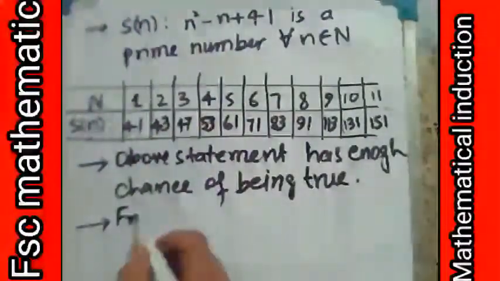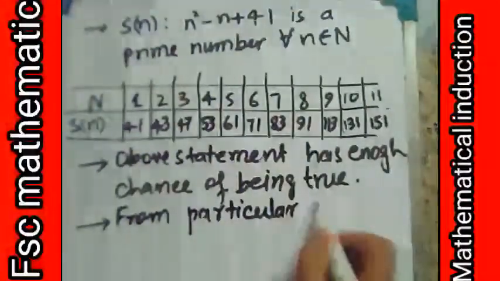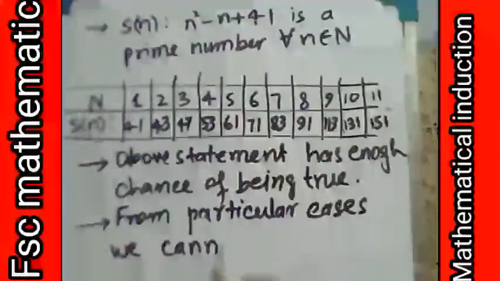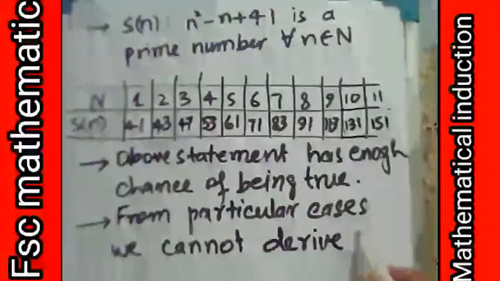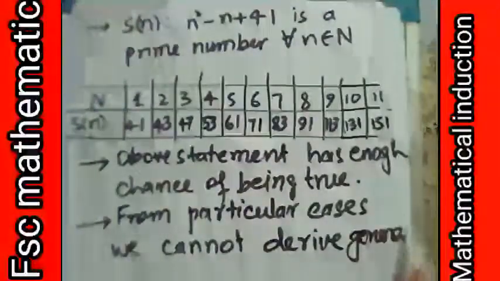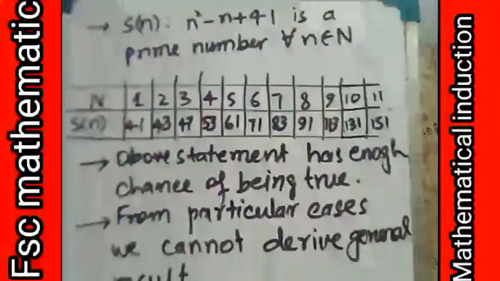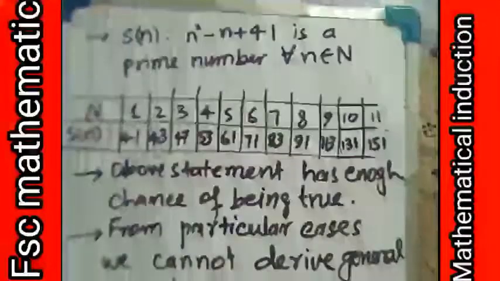From particular cases, we cannot derive a general result. Remember, this is a mathematical rule. We cannot derive a general result from particular cases. So what are the particular cases and what is the general rule? Let us see it again.